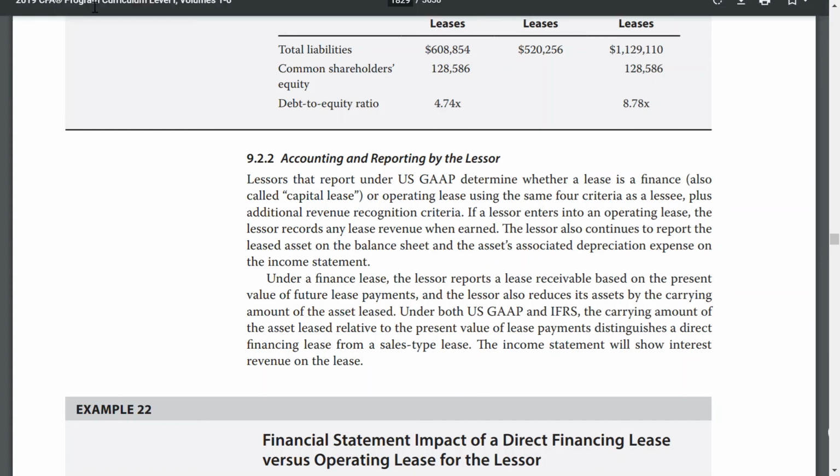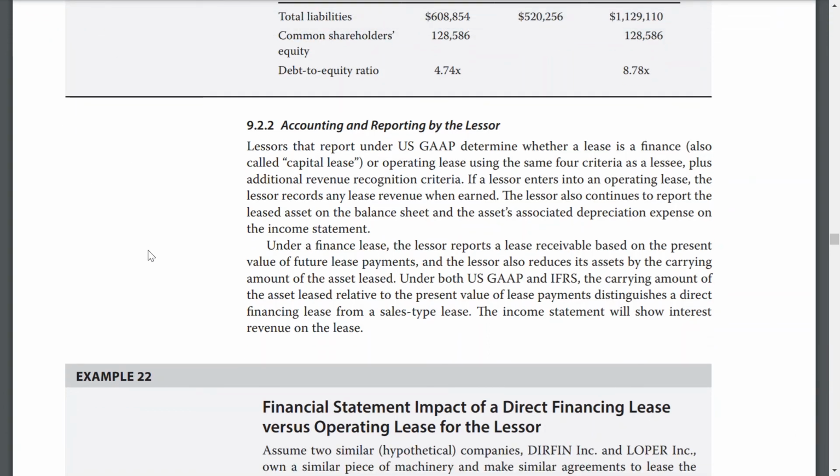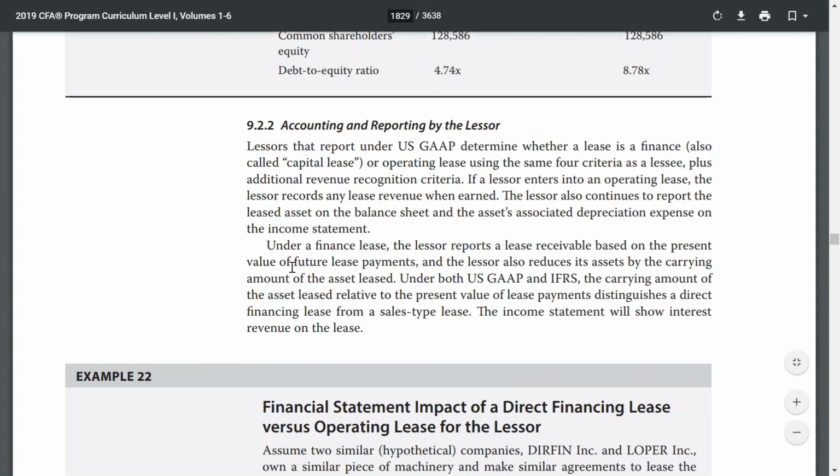Under a finance lease, the lessor reports a lease receivable based on the present value of the future lease payments, and the lessor also reduces the asset by the carrying amount of the asset leased. Under both US GAAP and IFRS, the carrying amount of assets leased relative to the present value of the lease payments distinguishes a direct financing lease from a sales-type lease. The income statement will show interest revenue on the lease.